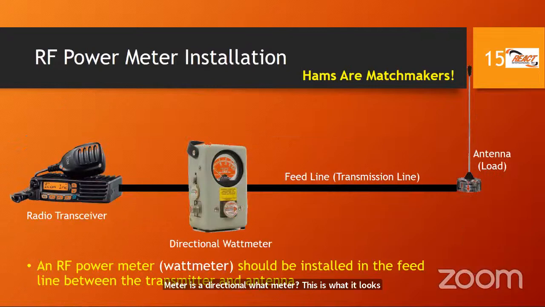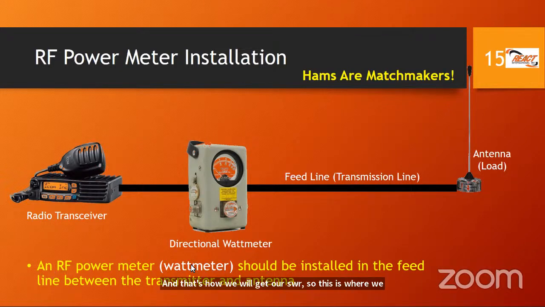Right, so this diagram here shows us using our directional watt meter. We just slip it in where we would have put the SWR meter, and then we measure the forward power, and then we measure the reverse power, and that's how we will get our SWR. So this is where we install it, and that's another exam question.